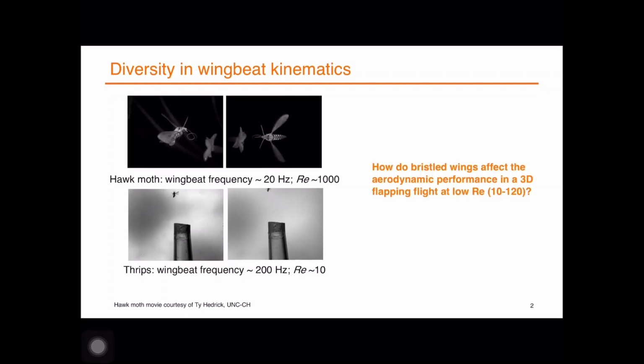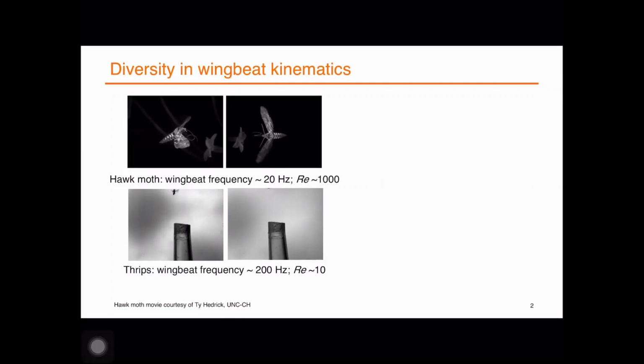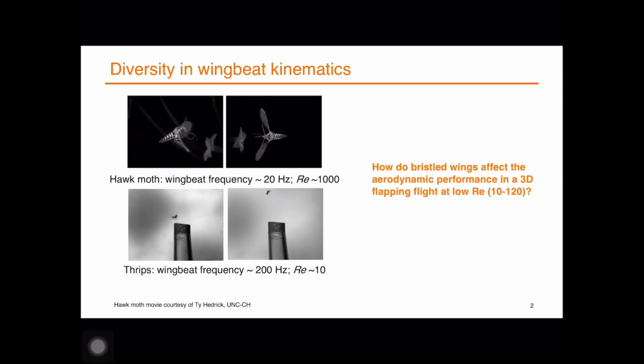Interestingly, these wing kinematics and wing morphology are unique to these insects, but there is no proper justification for why these insects use the specific wing kinematics. Can't a fruit fly use a thrips wing morphology or kinematics, or vice versa? In this study, we wanted to understand how varying wing kinematics and how using a bristle wing affect the aerodynamic performance in a 3D flapping flight at low Reynolds numbers.